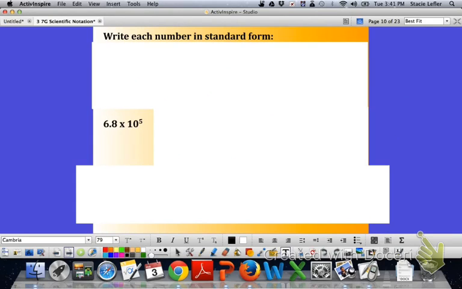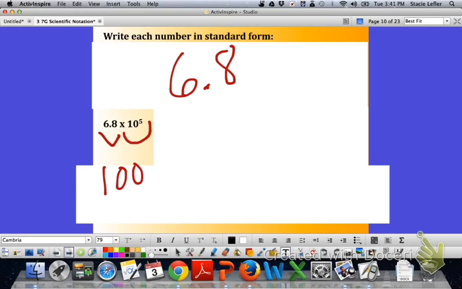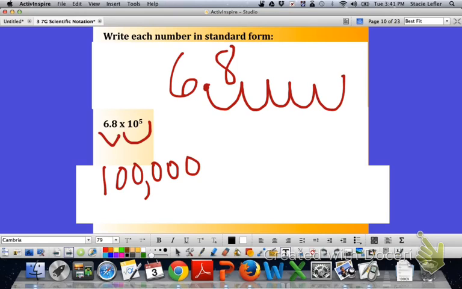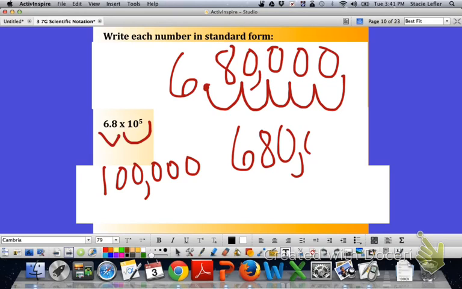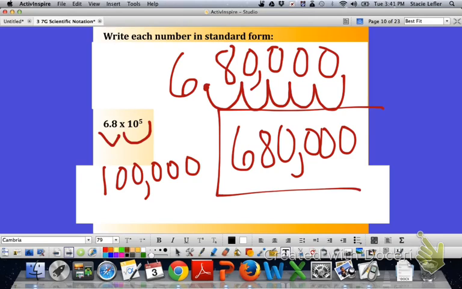Let's try it one more time. Here we have the factor of 6 and 8 tenths. And we're multiplying that times a power of 10 to the fifth. So that's 1 with 5 zeros, 100,000. So we're going to end up moving that decimal point 5 places to the right so it gets really large. 1, 2, 3, 4, 5. Fill in the gaps with zeros. And we end up with 680,000.